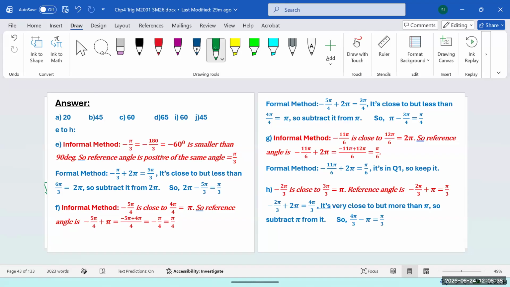So the red one is the informal method. In the informal method, I said, well, all we have to do is look at it's next to how many pi, 1 pi or 2 pi. So 2 pi over 3 is close to 3 pi over 3, so you add 3 pi over 3, and that's the answer. That's the informal method. It says don't work with negative signs. Always convert your negative angle to a positive one by taking the coterminal angle, adding 2 pi, and then work with the positive angle.